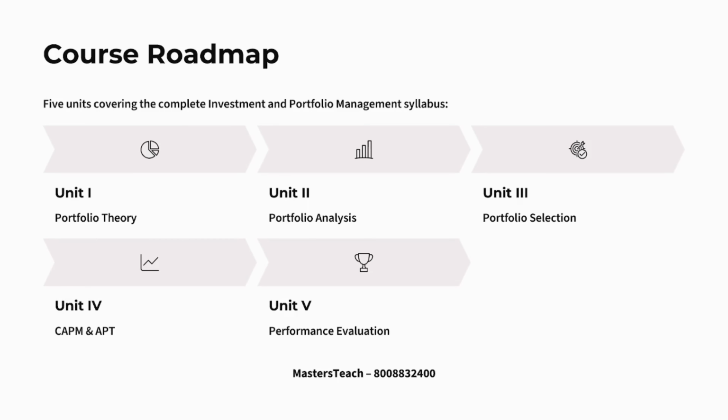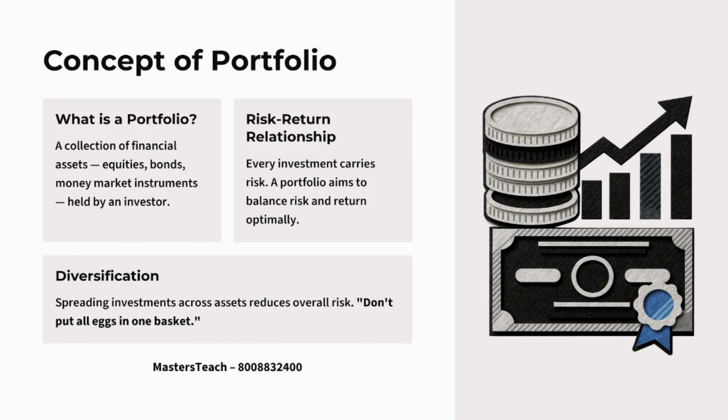We have 5 units in this. We'll check about the portfolio theory. What is portfolio? It is nothing but people invest in financial assets like fixed deposits and equities, that is share market, bonds, that may be government bonds, and money market instruments, okay, which is held by the investor. Okay, you might be aware, those who are doing in stock market, for them it is easy to understand. So risk return relationship.